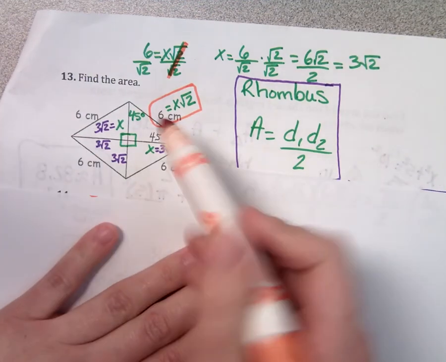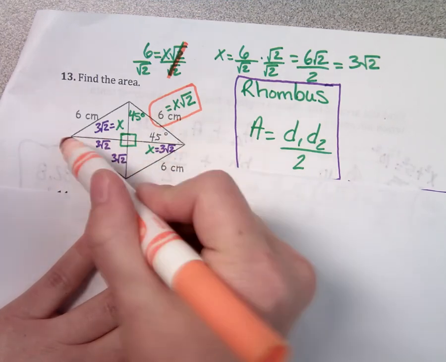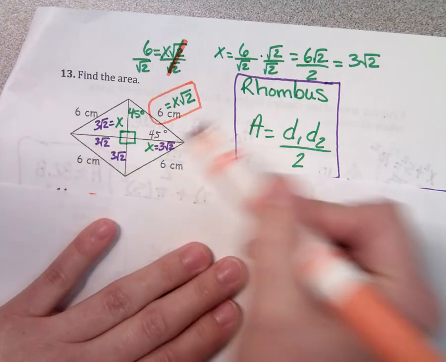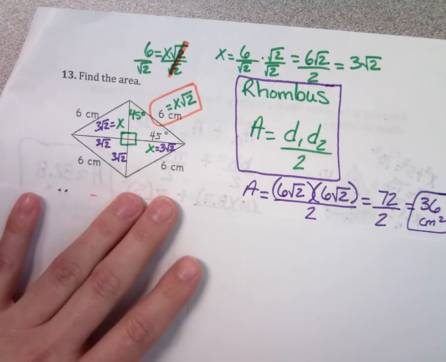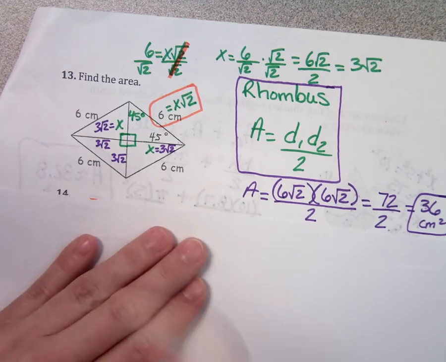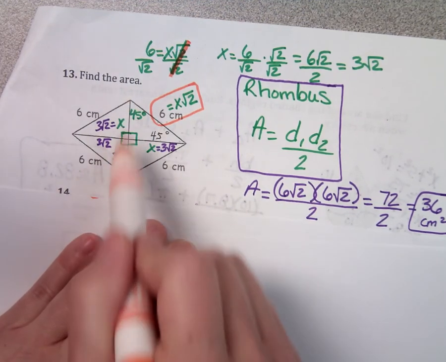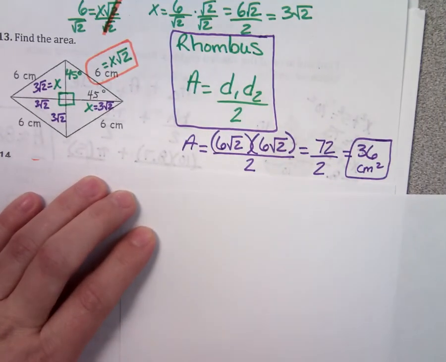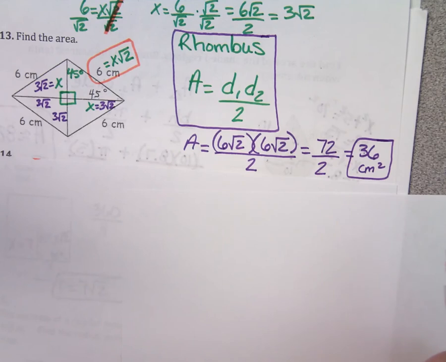Okay, so then diagonal 1 would be one of these diagonals, it doesn't matter. 3 square root of 2 plus 3 square root of 2 is 6 square root of 2. And of course, likewise, the other's just the same. 3 square root of 2 plus 3 square root of 2 is 6 square root of 2. And then I just multiply my diagonals and divide by 2. And so if you didn't keep this in radical form like I did, if you just worked with decimals, then you should end up with the same answer as I did.